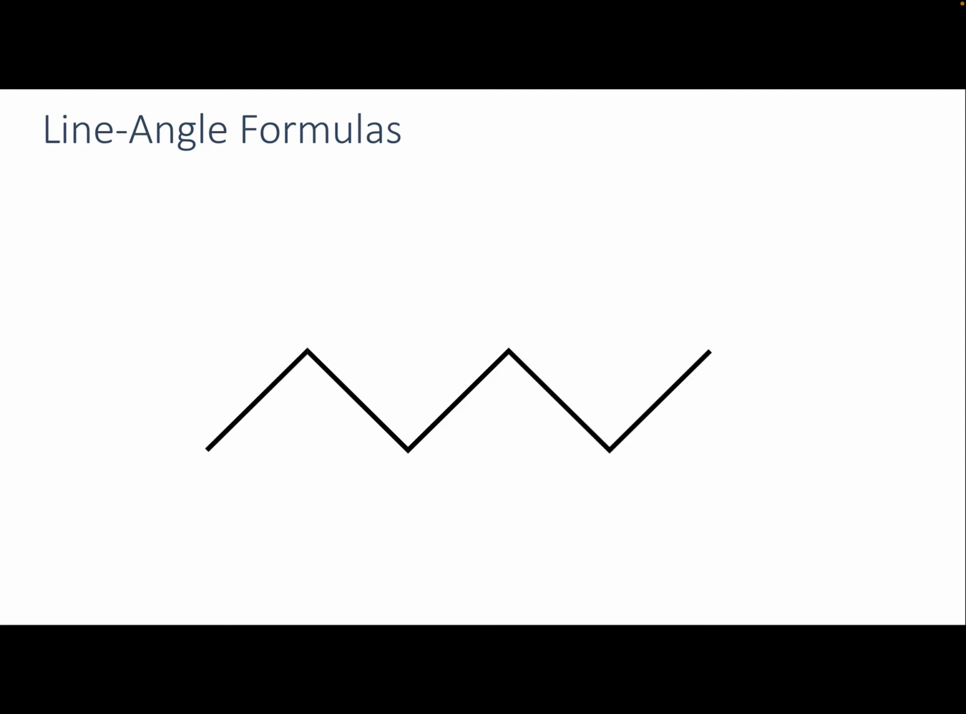Line angle formulas. So this is called the line angle formula. It shows the zigzag in which the carbon atoms are represented. Now, this zigzag represents carbon atoms. Every end and corner is a carbon atom. So this would be C, C, C, C, C, C.